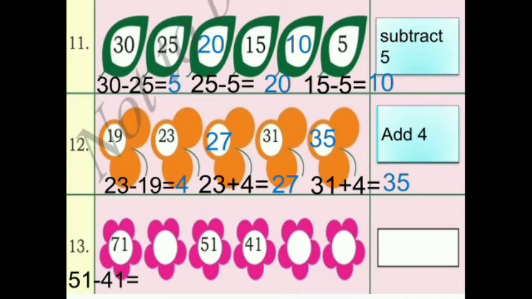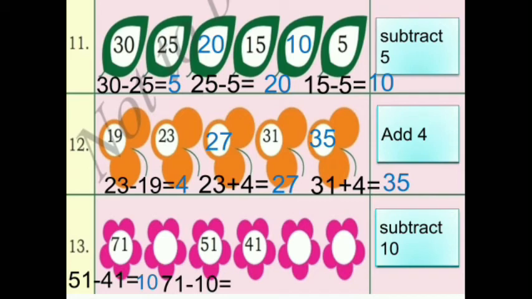Yes, 51 minus 41 is equal to 10. Children, see this question. Is this question in increasing order or decreasing order? Yes, decreasing order. So, to find out the next number, we should subtract 10 from 71. What is 71 minus 10? Yes, 71 minus 10 is equal to 61. The next missing number is 61.